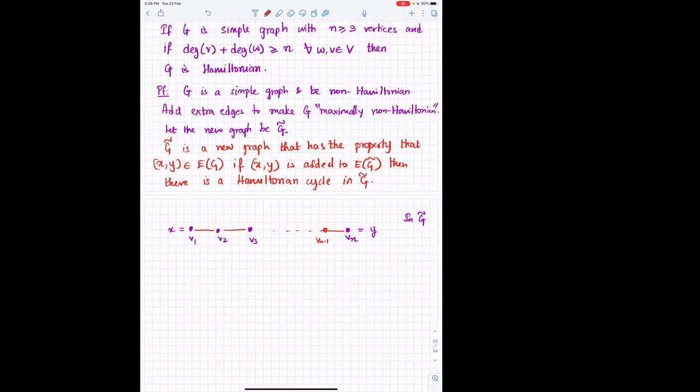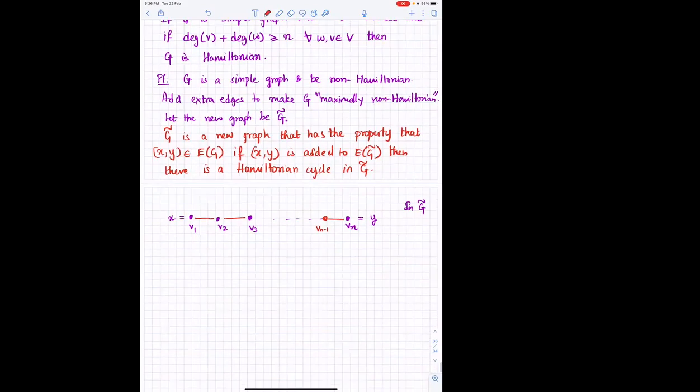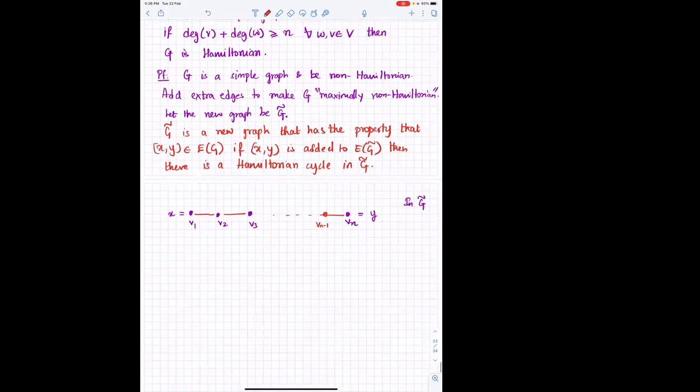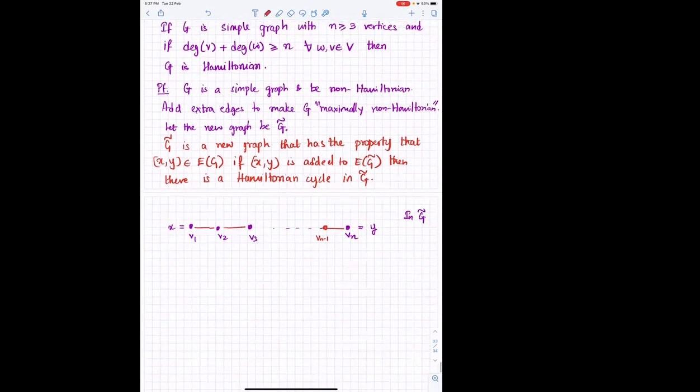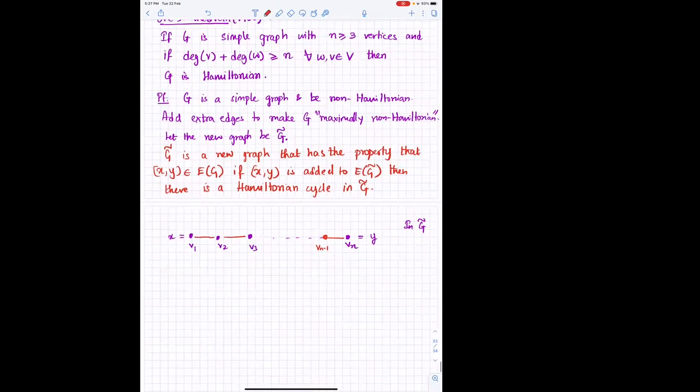Yes, ma'am, now it's clear. Okay, maybe I should have written it in English. So what does this mean? You can order the vertices of G tilde such that there is a path from x to y, beginning at x, ending at y, and every other vertex is visited in between. So if I add this edge, I'll get a Hamiltonian cycle. Now what do we want to show? We want to show that there exists a pair of vertices whose sum of the degrees is very low.